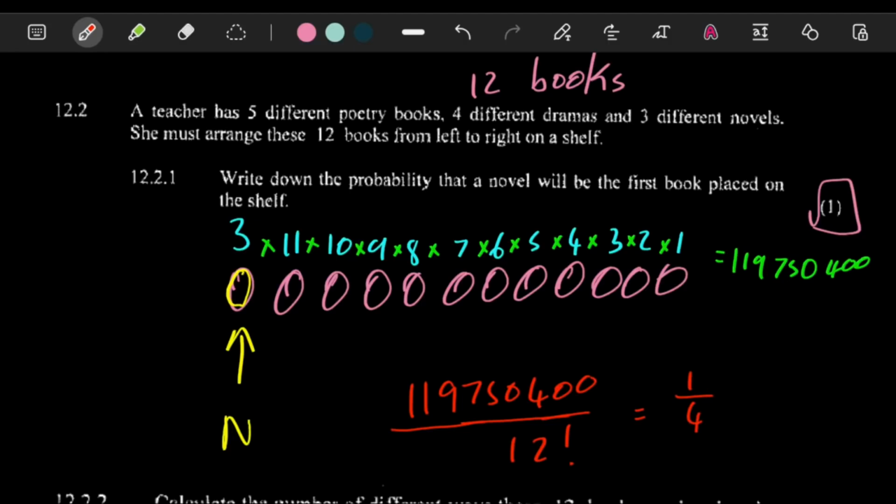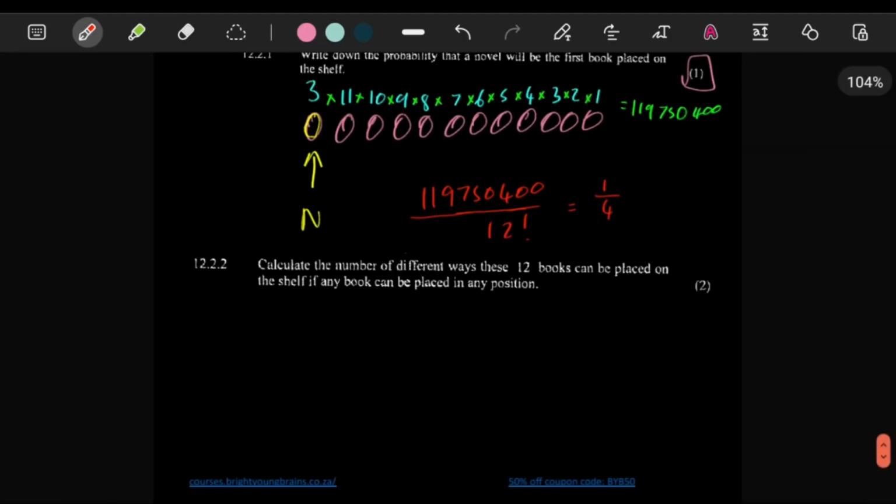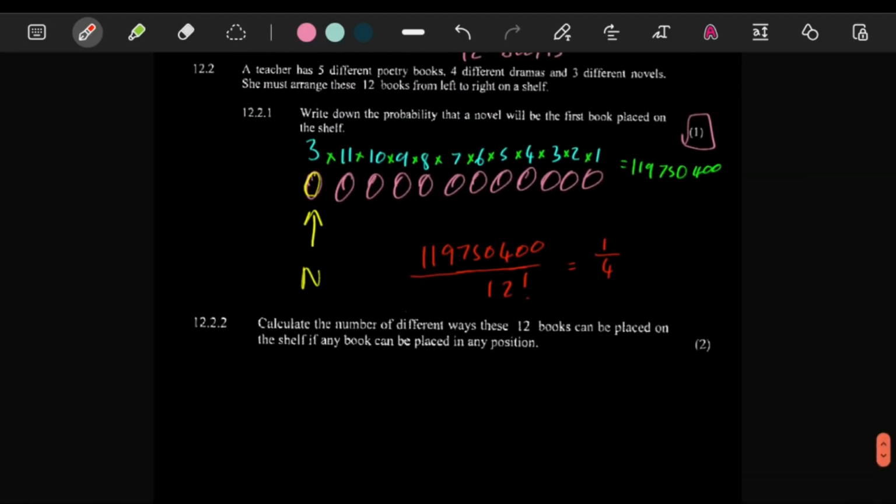Whew, okay, that's nice. The next one says for 2 marks, calculate the number of different ways these 12 books can be placed on the shelf, if any book can be placed in any position.